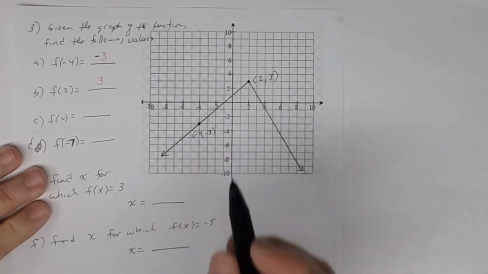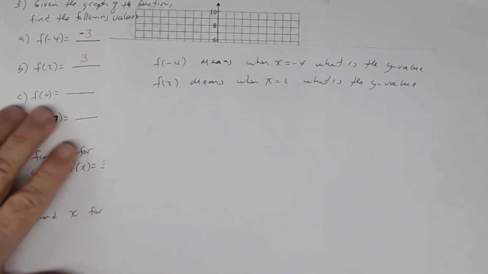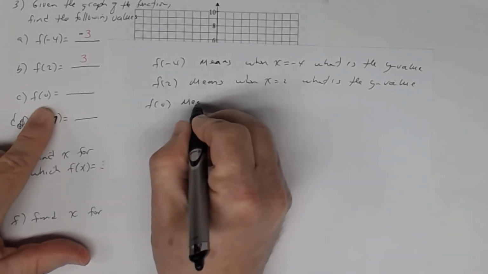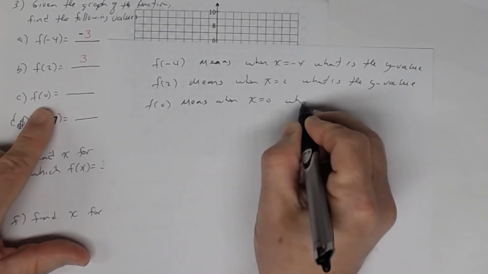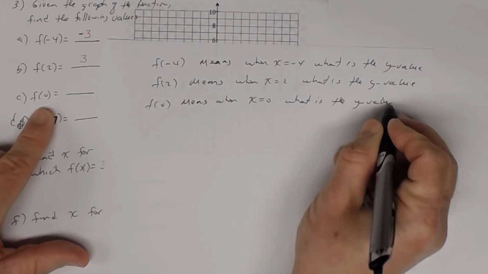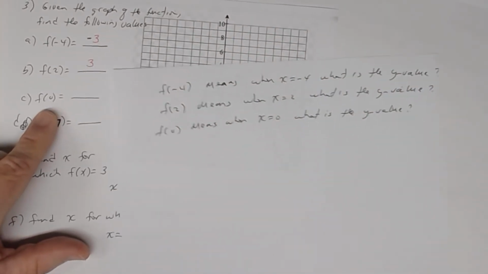f of 0, so remember what f of 0 means. It's important to see what that means. So remember, f of 0 means when x equals 0, what is the y value? All right, these all should be questions, right? What is the y value?